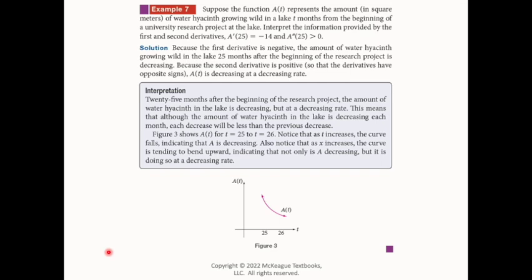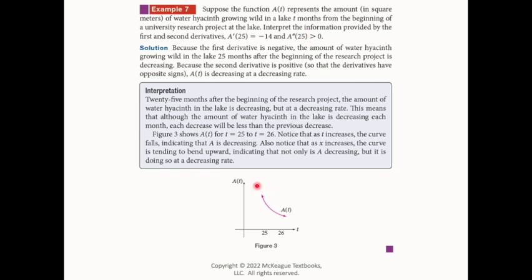In the last example, example 7, it says, suppose the function a of t represents the amount in square meters of water hyacinth growing wild in a lake t months from the beginning of a university research project at the lake. Interpret the information provided by the first and second derivative. So the first derivative is negative, meaning there's a decrease of water hyacinth growing in the lake. The second derivative is positive, meaning that this is going to lie on an interval that's concave up.